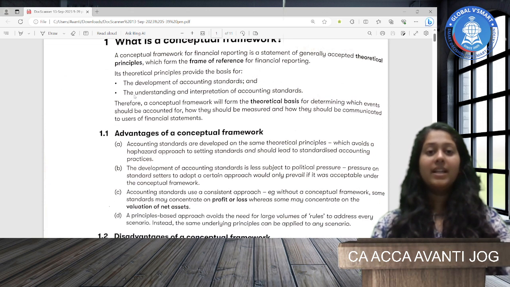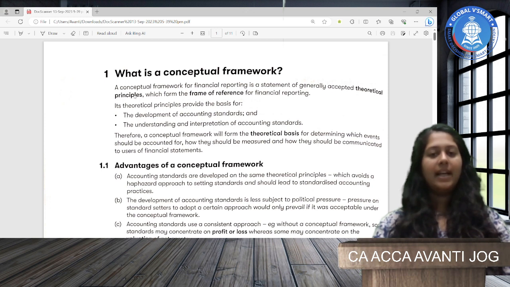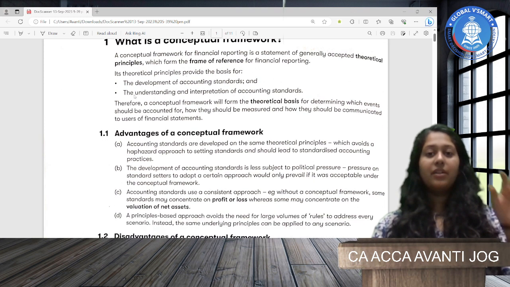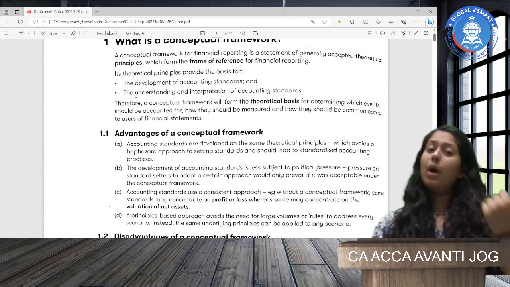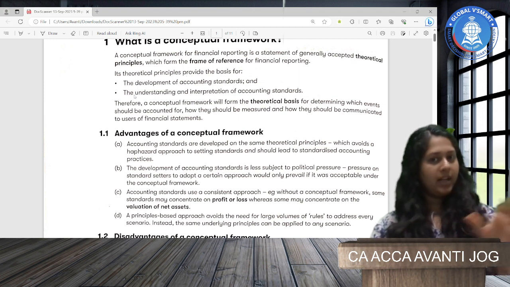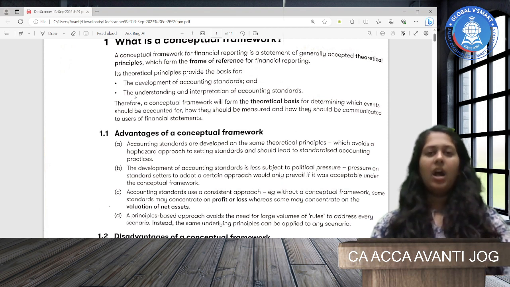First is, what is a conceptual framework? A conceptual framework is basically the outline boundary for financial reporting, where all the theoretical principles, which is the frame of reference, is given for financial reporting. So basically, all the ideas of exactly how to do the financial reporting, what to do, what not to do, are understood through accounting standards, as you already know. But how to develop these accounting standards, how to interpret these accounting standards will be understood through conceptual framework, right?